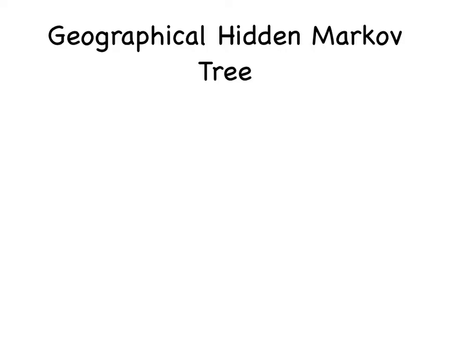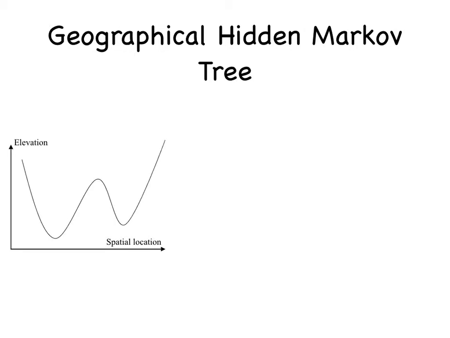To address these challenges, we propose a novel probabilistic graphical model called the Geographical hidden Markov tree. Here is one illustrative example. The horizontal axis shows locations in one-dimensional space, and the vertical axis shows elevation values. There are 8 spatially contiguous pixels or locations in the example, from 1 to 8.